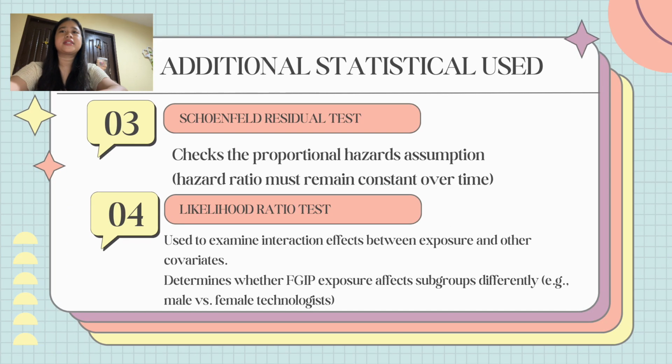The Schoenfeld residual test was used to confirm the hazard ratio remained consistent over time, which is a key assumption of the Cox model. And last is the likelihood ratio test, which was used to check for interactions, such as whether the effect of fluoroscopy exposure differed between men and women.